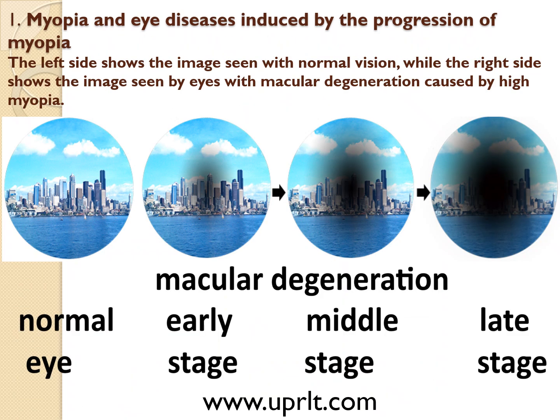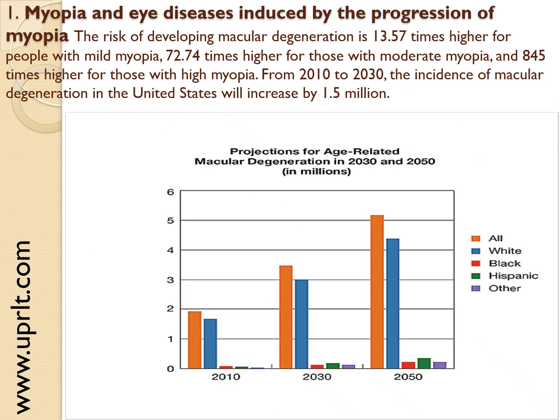The left side shows the image seen with normal vision, while the right side shows the image seen by eyes with macular degeneration caused by high myopia. The risk of developing macular degeneration is 13 times higher for people with mild myopia, 72 times higher for those with moderate myopia, and 845 times higher for those with high myopia. From year 2010 to year 2030, the incidence of macular degeneration in the United States will increase by 1.5 million.